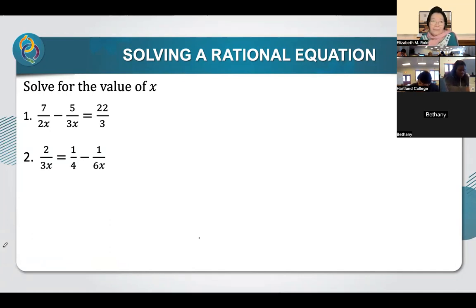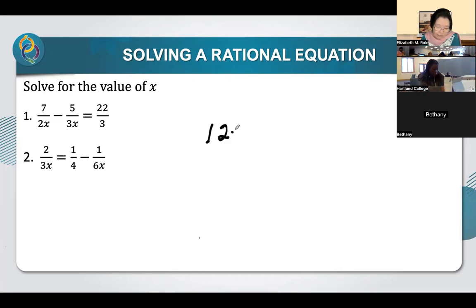Is it 12x? Yes, because you have 3, 4, and 6. I call it monomial rather than just a number because there's already a variable. The monomial that can be divided by 3x, 4, and 6x is 12x. All right.